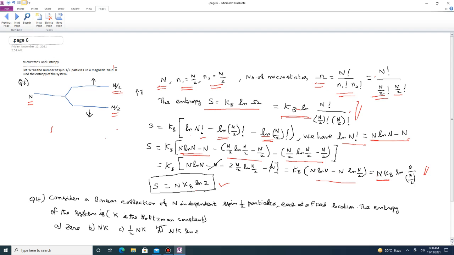Now let us discuss another problem. Question number 4. Consider a linear collection of N independent spin-half particles, each at a fixed location. The entropy of the system is, where K is the Boltzmann constant. There are four options given: A, 0; B, NK; C, a further option involving NK; and the fourth option D is NK logarithm of 2.